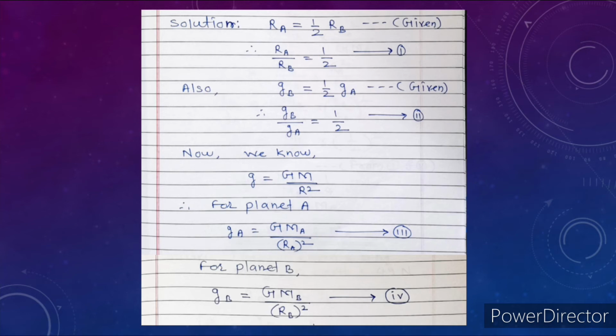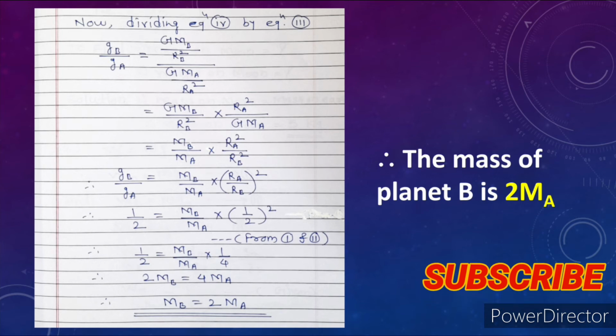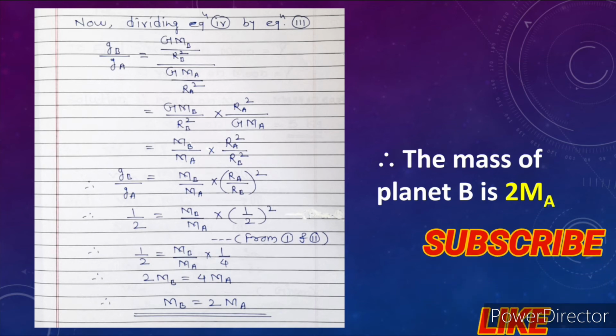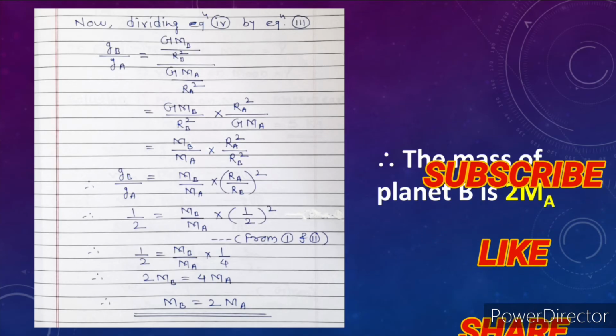Equation number 2. Now, we know g is equal to GM upon R square. Therefore, for planet A, we get Ga is equal to GMa upon Ra square, equation 3. For planet B, we get Gb is equal to GMb upon Rb square, equation number 4. Now, dividing equation 4 by equation 3, we get Gb upon Ga is equal to GMb upon Rb square divided by GMa upon Ra square.